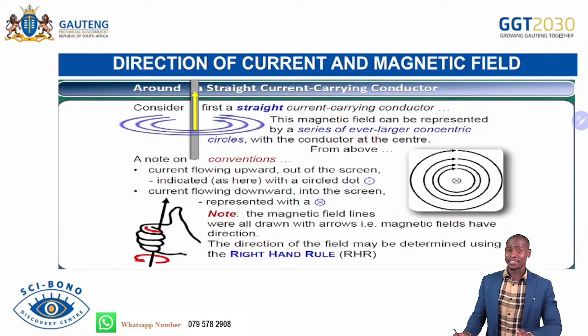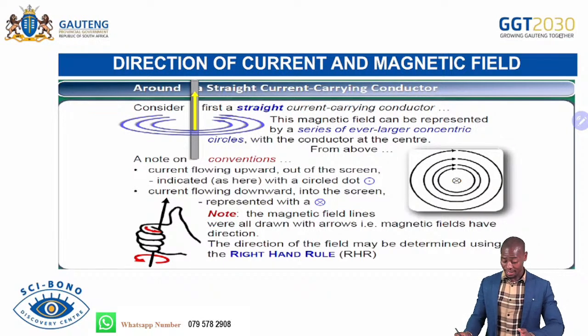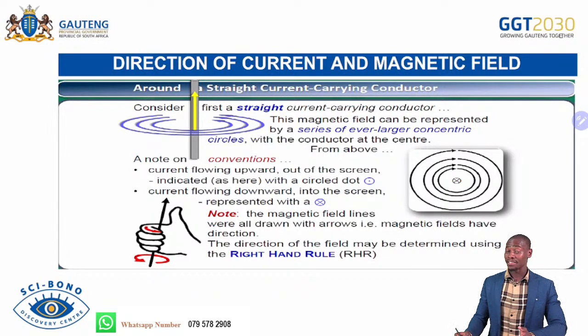Then grade 11 revision. Remember in grade 11, I think you did touch on this, learners: around a current carrying conductor, there's a magnetic field. If you check here, you have a straight conductor, and in that straight conductor there's current flowing through. Since there's current flowing through that conductor, then current induces what?